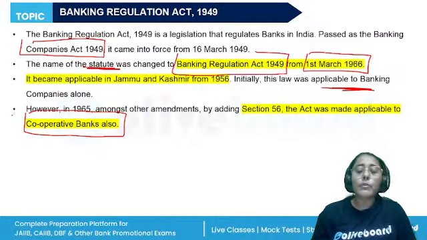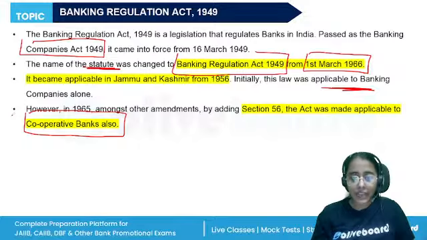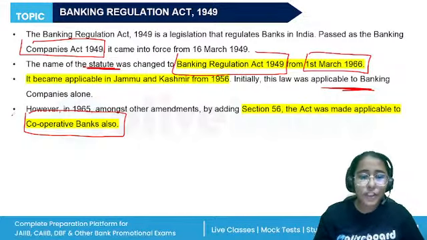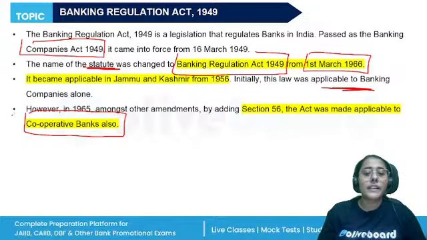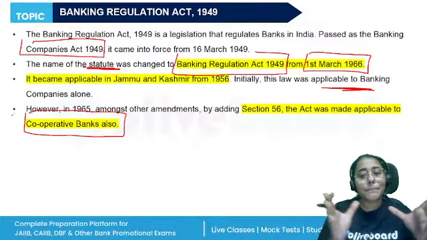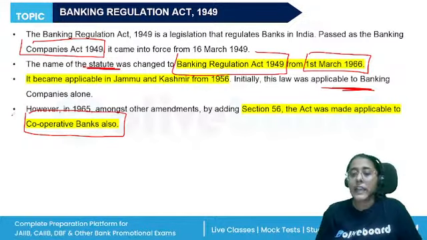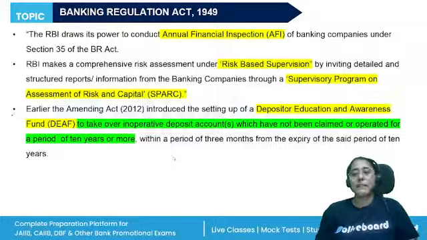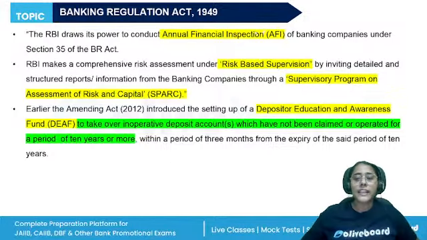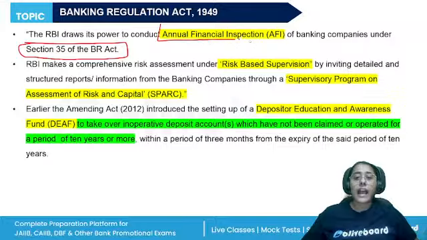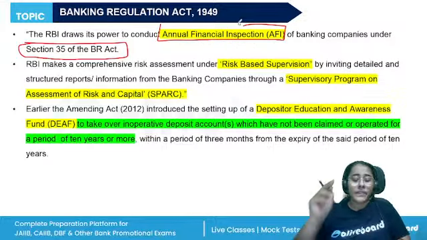So, all the provisions of the Banking Regulation Act, the inspection to be conducted, the audit to be prepared, the risk-based supervision to be done, everything will be applicable on the cooperative banks as well. Another important section, Section 35 of the Banking Regulation Act. RBI has the power to conduct annual financial inspection.